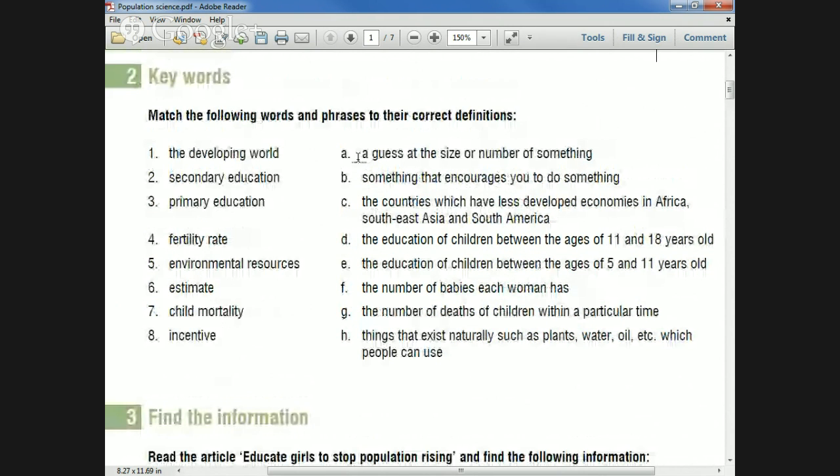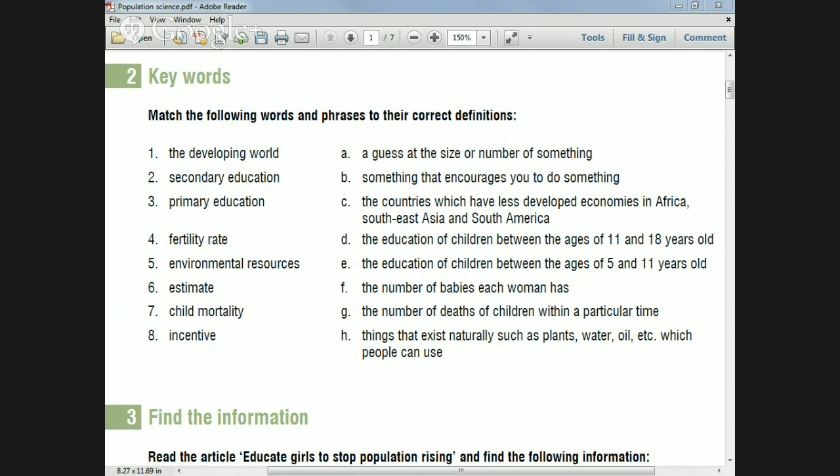So Roger, could you read the definition for A and see if you can match the word? I guess at the size or number of something. Which one do you think that would be? Maybe fertility rate, but I'm not sure. Incentive, I'm between those two. It's actually another one. Does anybody have an idea? Estimate. It's an estimate.